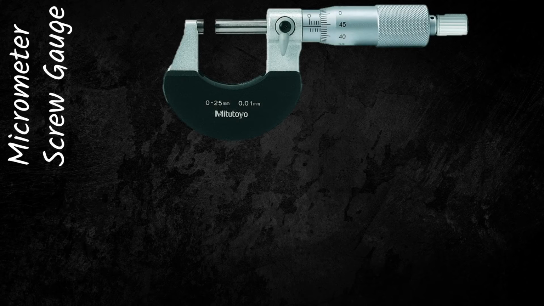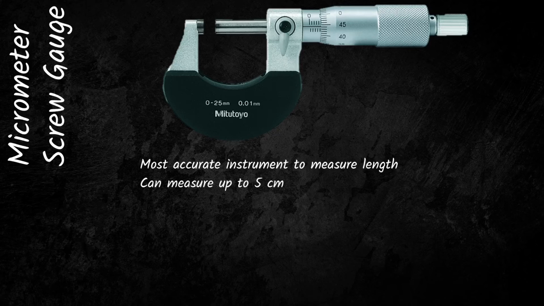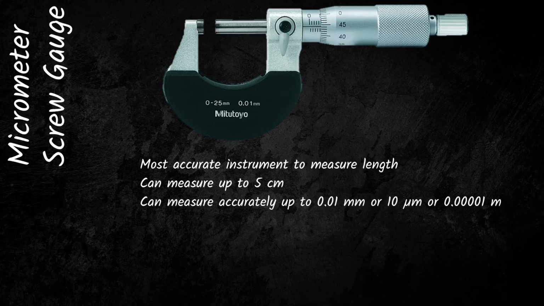So meter rule, then vernier caliper in increasing accuracy, and the most accurate instrument in measuring length is the micrometer or the screw gauge. Now this right here is an example of a micrometer screw gauge. We are going to discuss how to measure lengths with a micrometer, if need be, in a separate video. Right now what you need to know is that it's the most accurate instrument to measure length that's in our course. It can measure only up to 5 centimeters, so you cannot measure very large lengths with a micrometer. It can measure up to 0.01 millimeters or 10 micrometers, and hence we call it a micrometer. Why do we call it that? Because it can measure in micrometers.